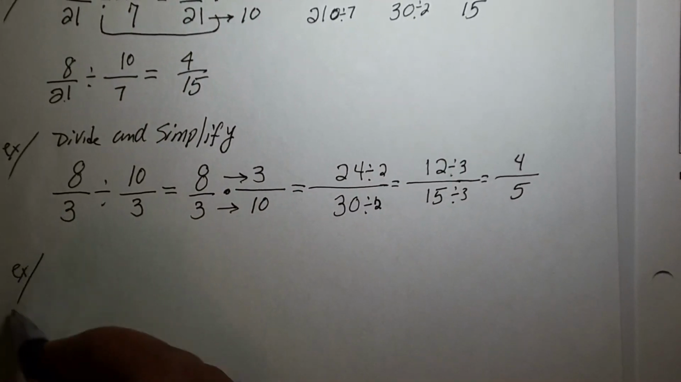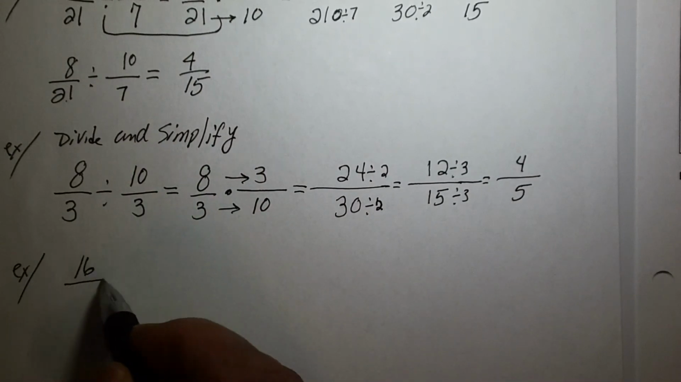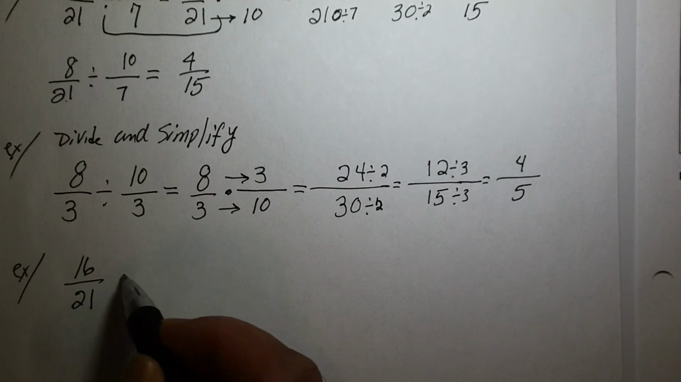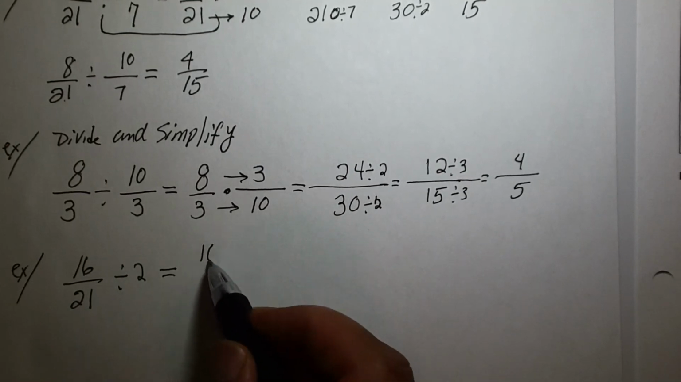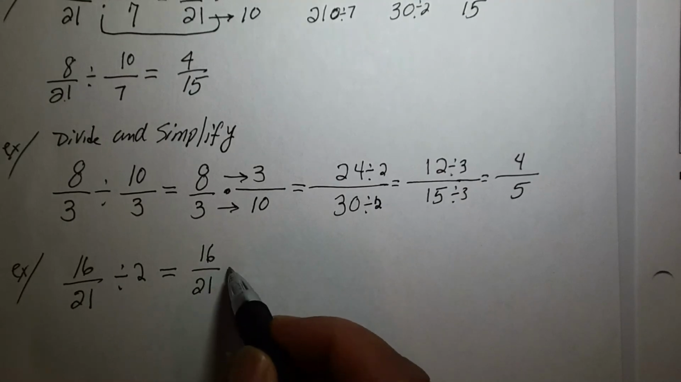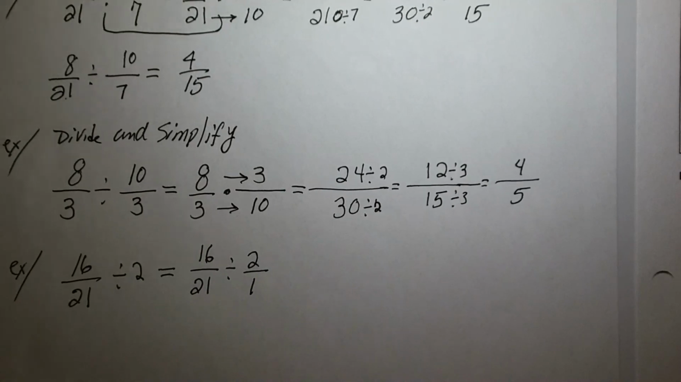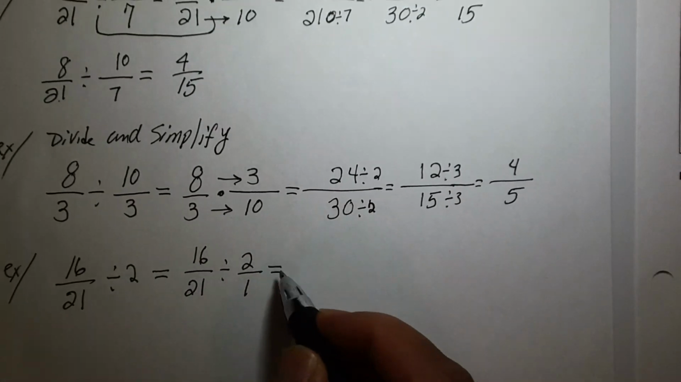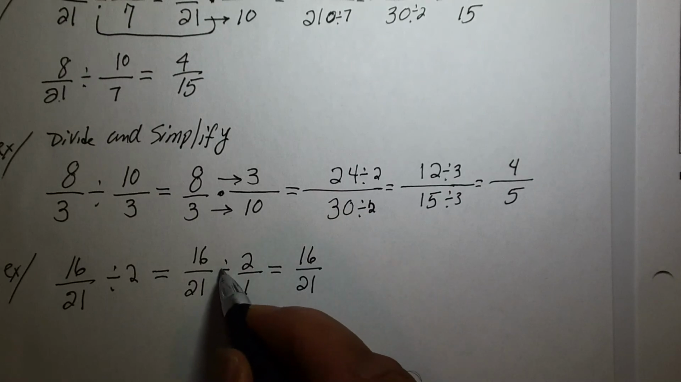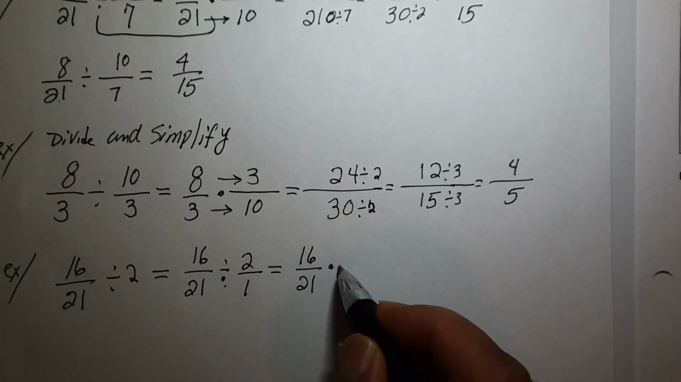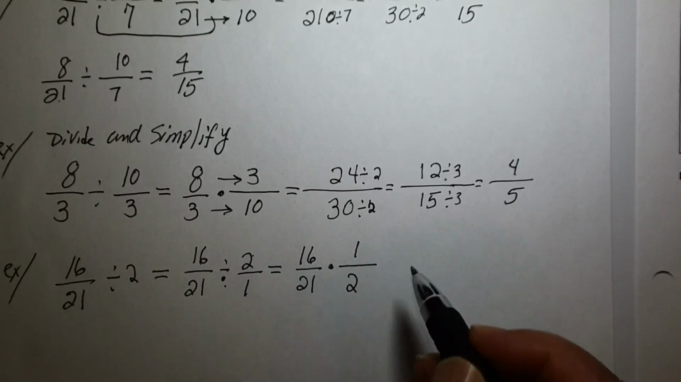Let's try another one. 16 over 21 divided by 2. 16 over 21 is a fraction. I make 2 look like a fraction by putting it over 1. The first fraction is 16 over 21. Change the division sign to a multiplication sign, and the reciprocal of 2 over 1 is 1 over 2.